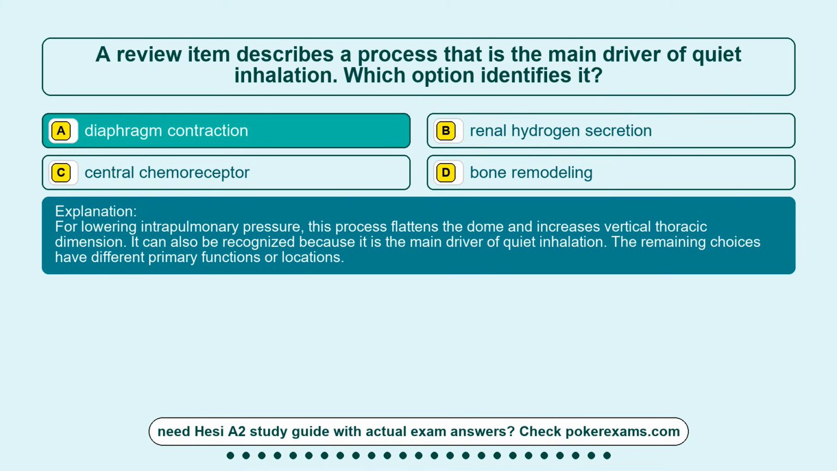For lowering intrapulmonary pressure, this process flattens the dome and increases vertical thoracic dimension. It can also be recognized because it is the main driver of quiet inhalation. The remaining choices have different primary functions or locations.